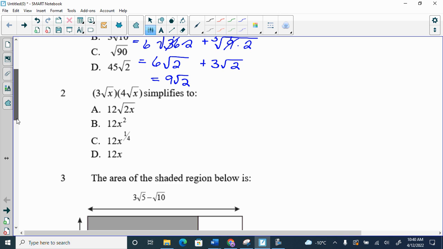Number 2, we have 3 root x times 4 root x. 3 times 4 is 12. Root x times root x is x in brackets. Remember when you multiply the same thing? So it's just 12x.